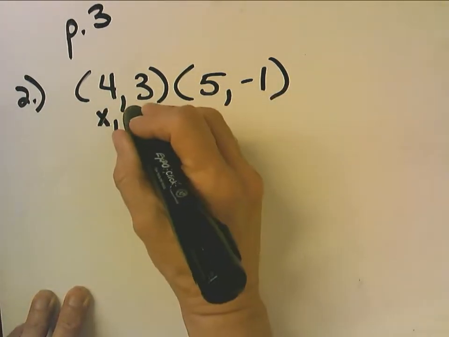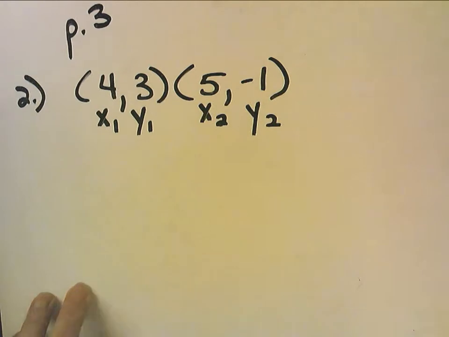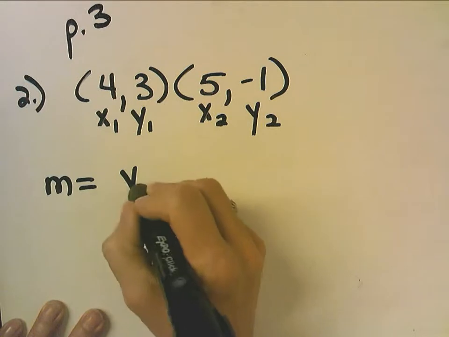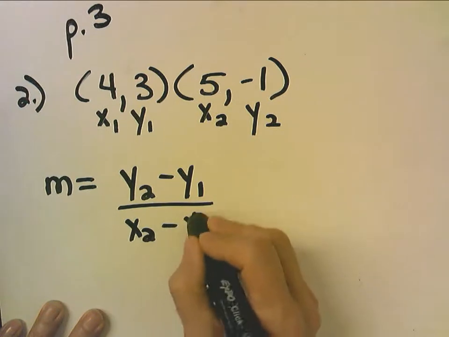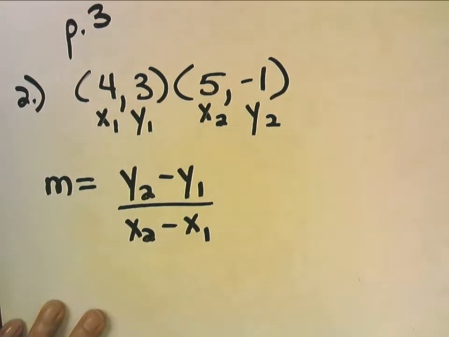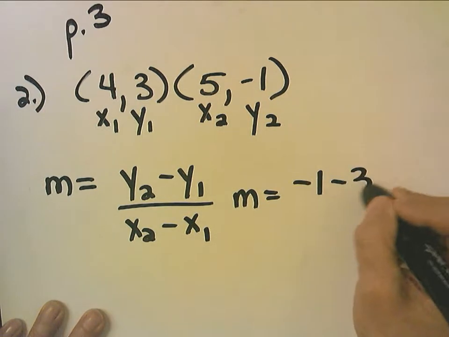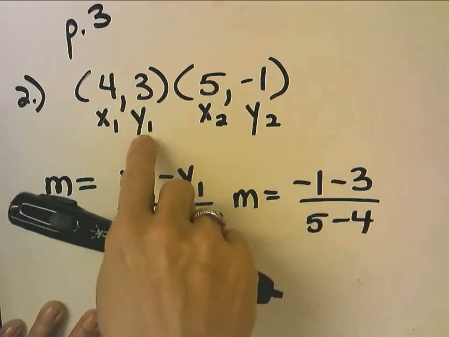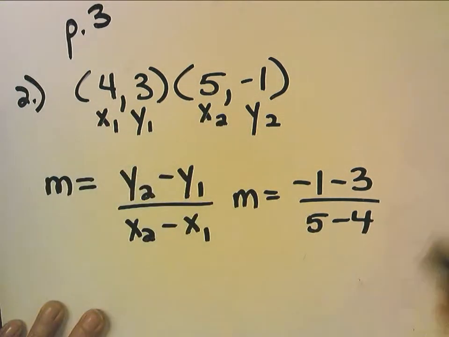We label this x sub 1 and this y sub 1, this x sub 2, this y sub 2. The slope formula is m equals y sub 2 minus y sub 1 over x sub 2 minus x sub 1. Now we just substitute. So m equals negative 1 minus 3 over 5 minus 4. Y sub 2 minus y sub 1 is negative 1 minus 3. X sub 2 minus x sub 1 is 5 minus 4. So we get negative 4 over 1.